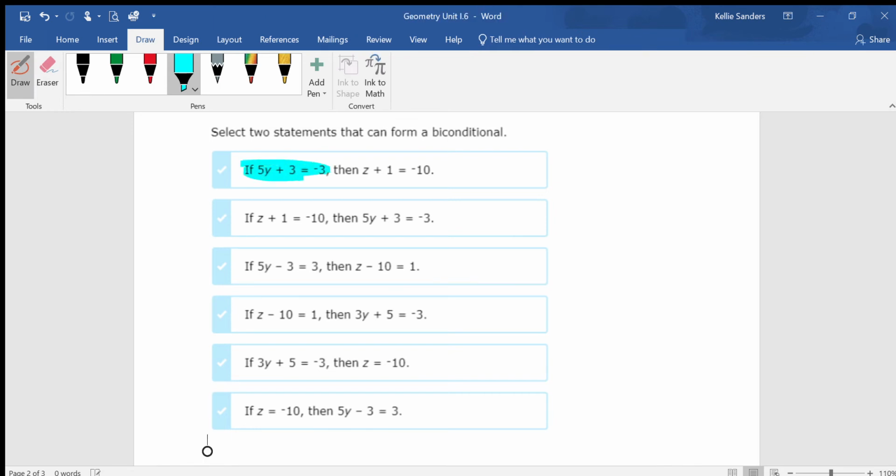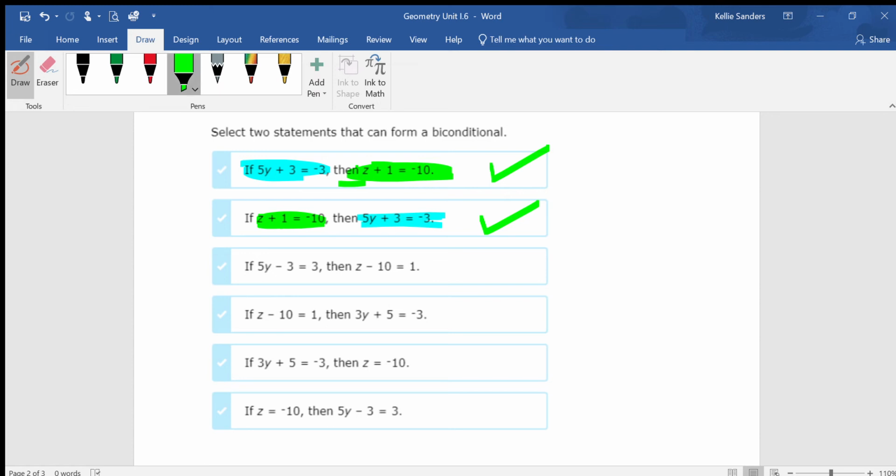I see a 5y plus 3 equals negative 3 with an if. So I'm going to be looking for a 5y plus 3 equals negative 3 with a then. Oh, goodness me. We just got lucky. So on this, the rest of the statement with the first 5y plus 3 equals negative 3 is z plus 1 equals negative 10. That's with the then, right? Well, we also need it with an if, and we got it. So it happened to be the first two. It's usually not going to do that.